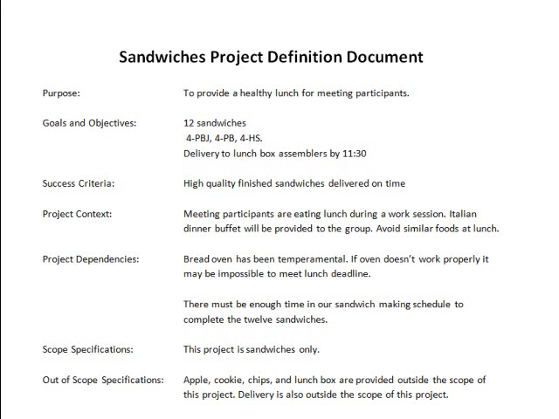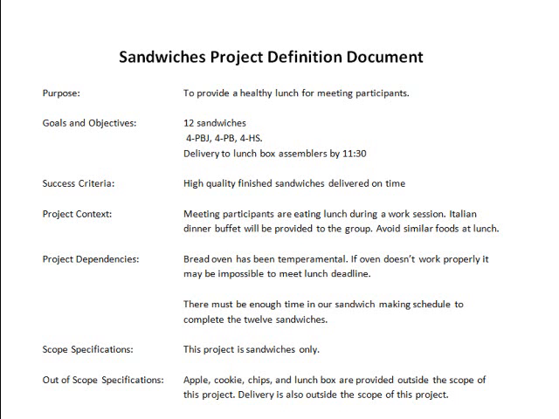In this case, we're going to create 12 sandwiches. 4 will be peanut butter jelly, 4 will be peanut butter banana, and 4 will be ham and Swiss. We'll be delivering them to the lunchbox assemblers by 11:30. We'll be successful because we'll know that we've created high quality sandwiches and we'll deliver them within the time allotted.